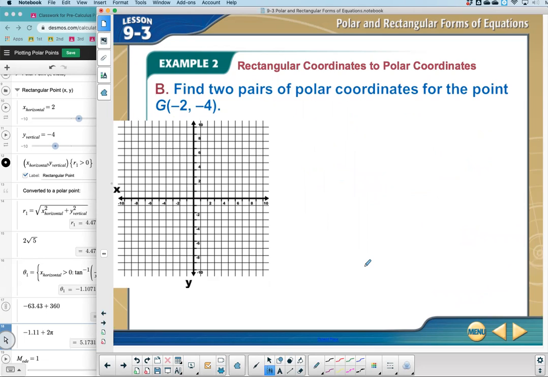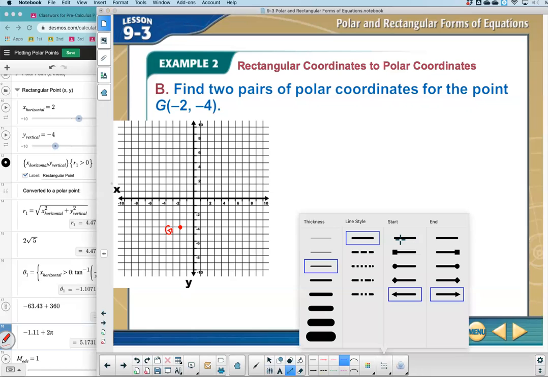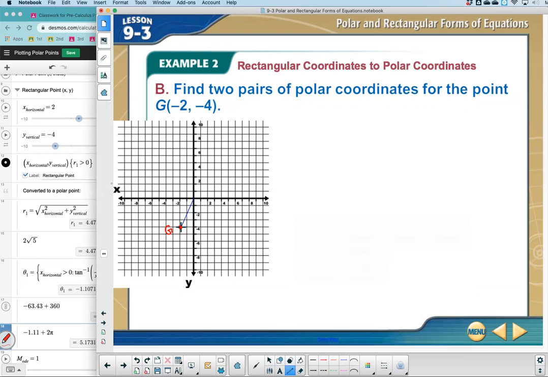So this time it says find two pairs of polar coordinates for the point -2, -4. So I go left 2, down 4, and here's my point G. Did I label the last point? Yeah, I did. And what we want to know is what's the R and the theta for this point here. That's what we're looking for.